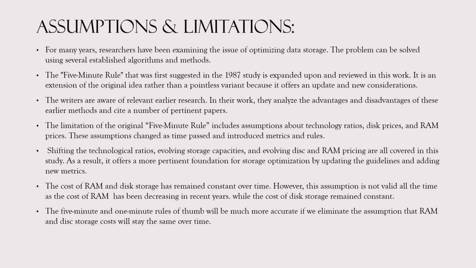One common limitation that I had observed in the previous work, and now it doesn't have it, is that according to the latest technology advances in RAM and disk storage, both the 5-minute and 1-minute rules of thumb are based on the latest data and therefore provide a more accurate picture of the trade-offs involved in data caching. Yeah, and its limitation is solved in this paper.